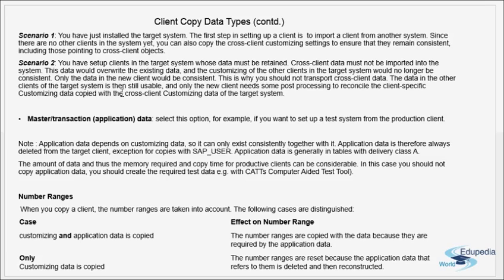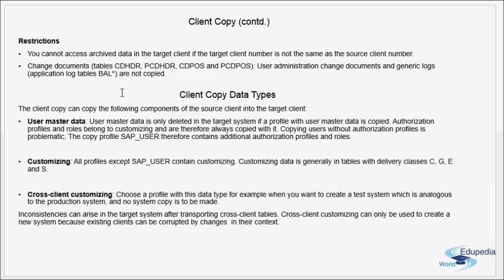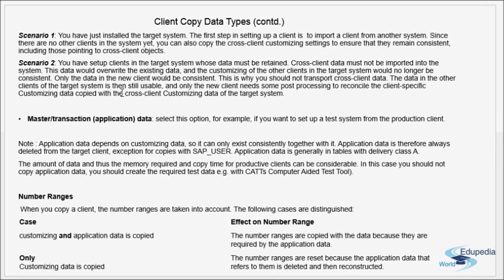Now the next one is the master transaction data, that is the application. Select this option, for example, if you want to set up a test system from a production client. So first thing is the user master data you can copy, then the customizing, cross client customizing. Now we have the application data.